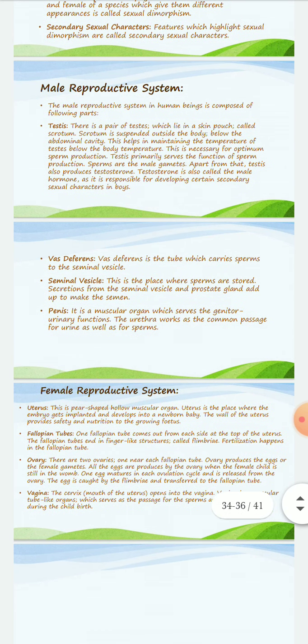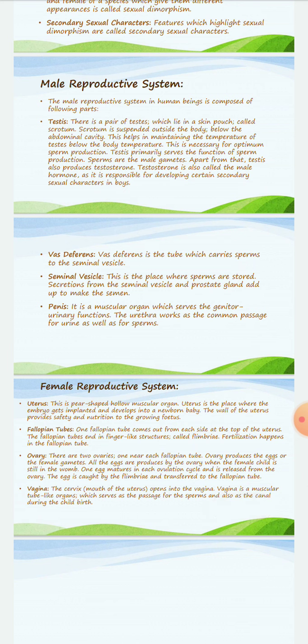Male reproductive system. The male reproductive system in human beings is composed of the following parts: testes, vas deferens, seminal vesicle, and penis. There is a pair of testes which lie in a skin pouch known as scrotum. Scrotum is suspended outside the body below the abdominal cavity, and this helps in maintaining the temperature of the testes below the body temperature.